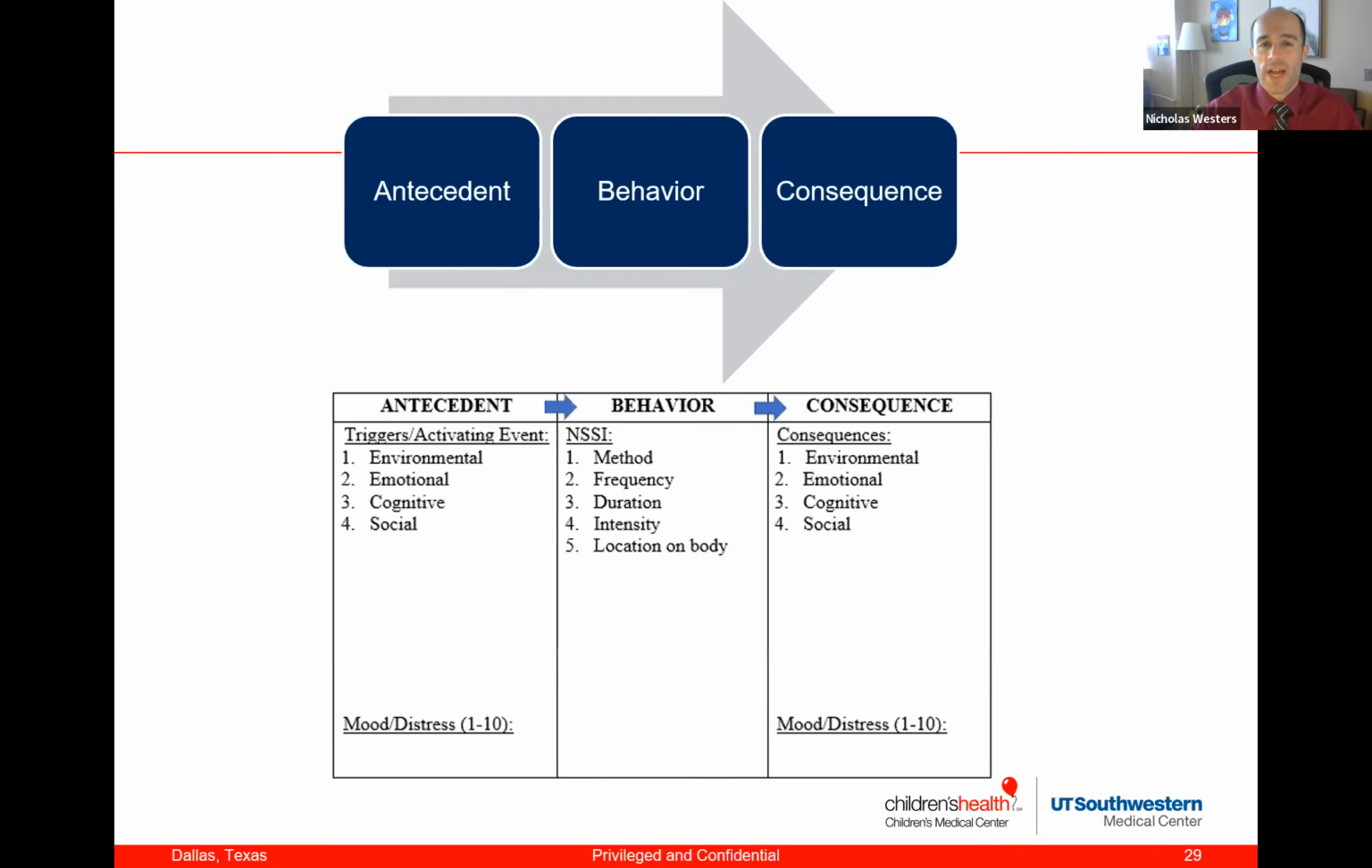So this is a document that I created that I use with the individuals that I treat who self-injure, and it's an example of the antecedent, behavior, consequence using the T-SIB module. So I start in the middle column.